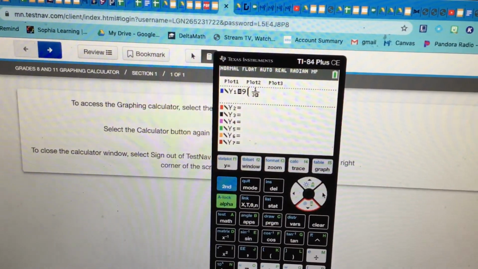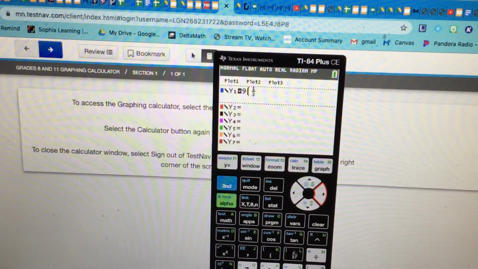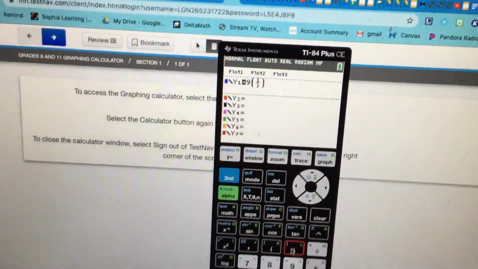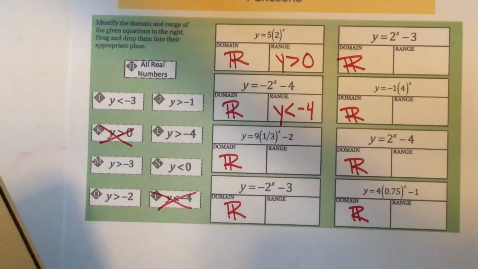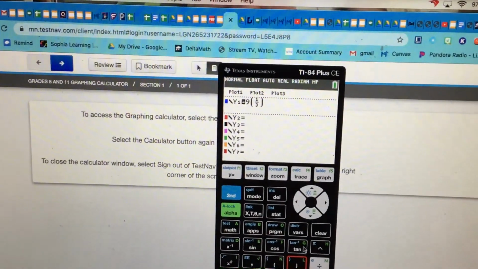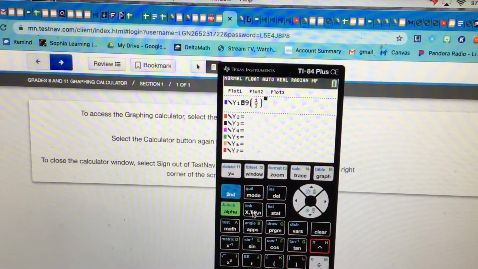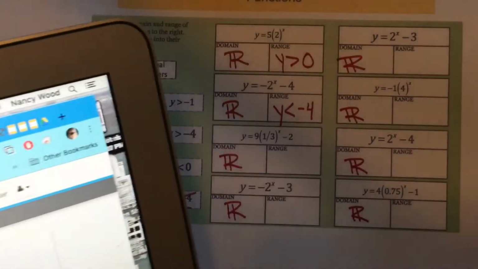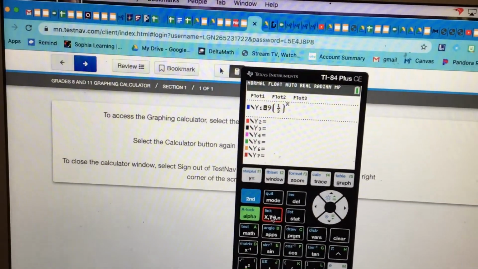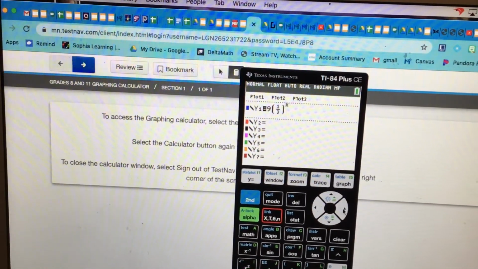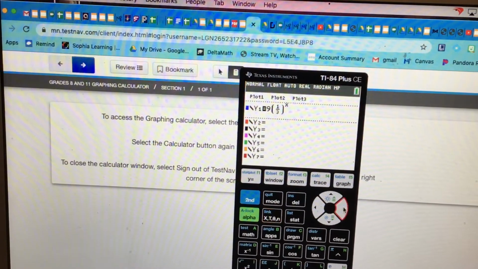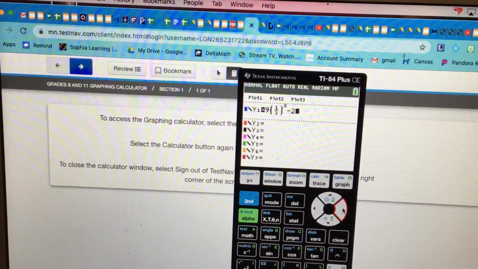I'm going to right arrow and then close that parenthesis. So 9 parenthesis 1/3 to the x. So I've got to raise it to the x. And then in the very back, -2. So I'm going to right arrow to plop that cursor down. Plop. -2. And hit graph.